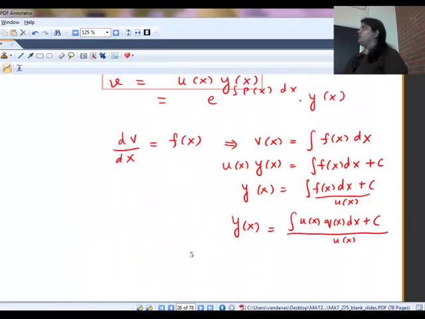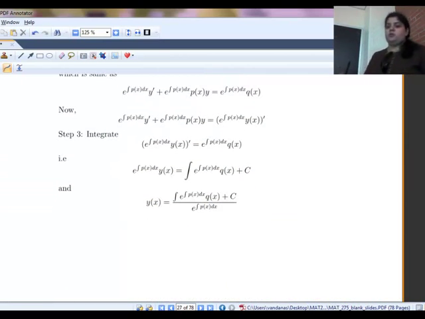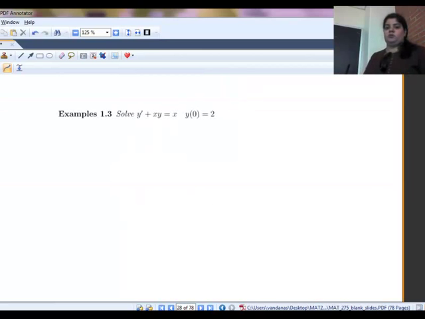Let's solve now a first order linear differential equation, one example, and then we will stop so that you can work on this homework. So let's solve this problem. y prime plus xy equals x, y at 0 is 2. Linear first order differential equation, right? P(x) is what? P(x) is x. Q(x) is x, right?